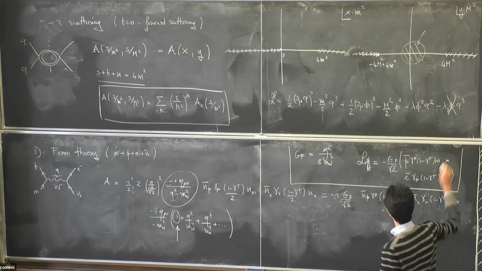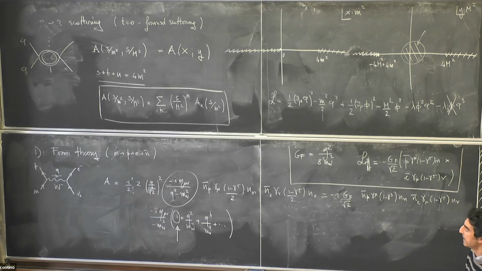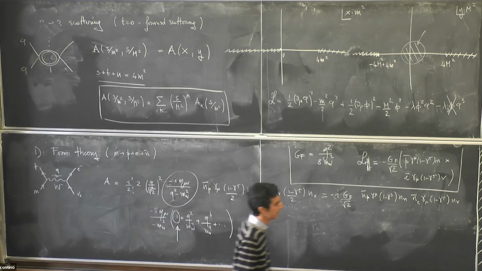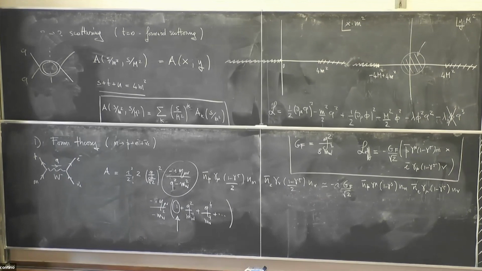Okay, so that's very standard. You integrate out the W, that's a process occurring at the tree level. But you see here explicitly that your Green's function can be expanded in a Taylor expansion.